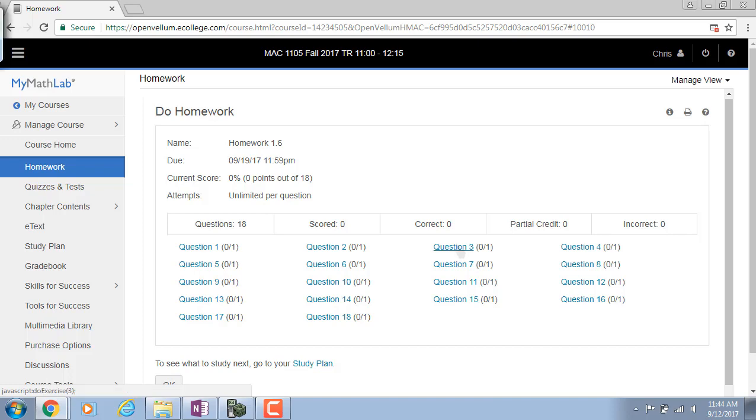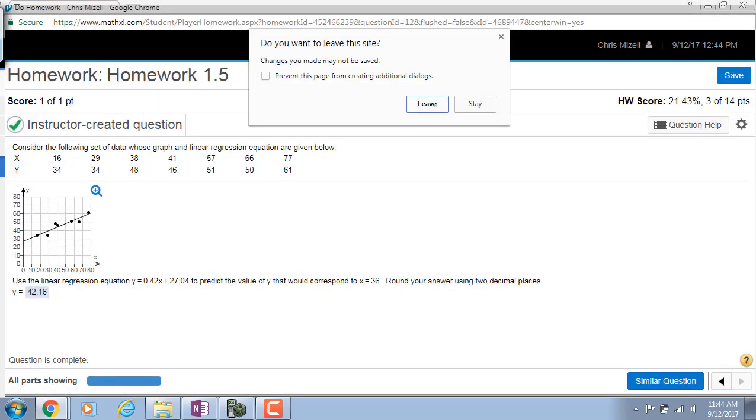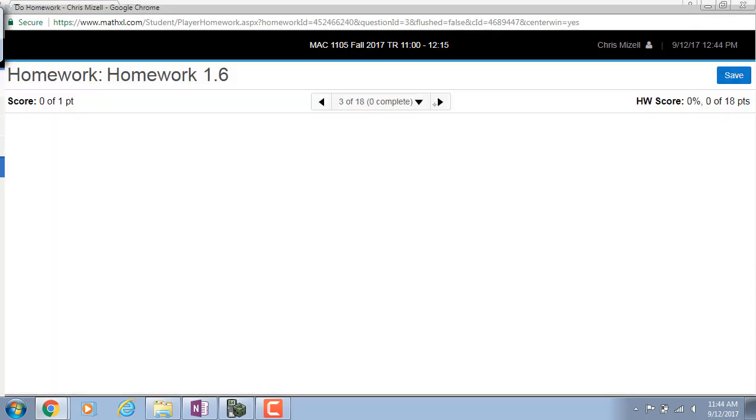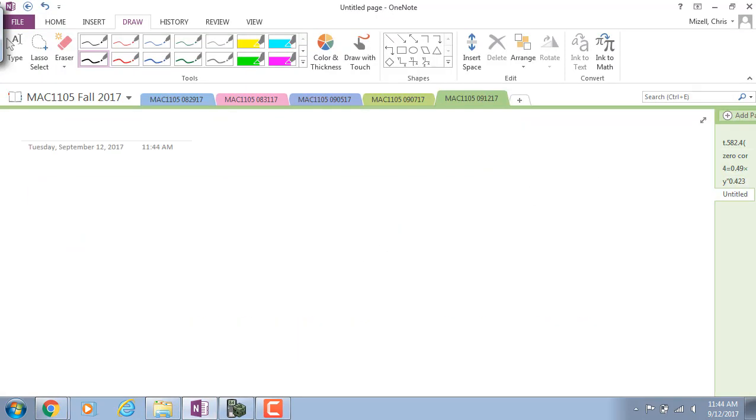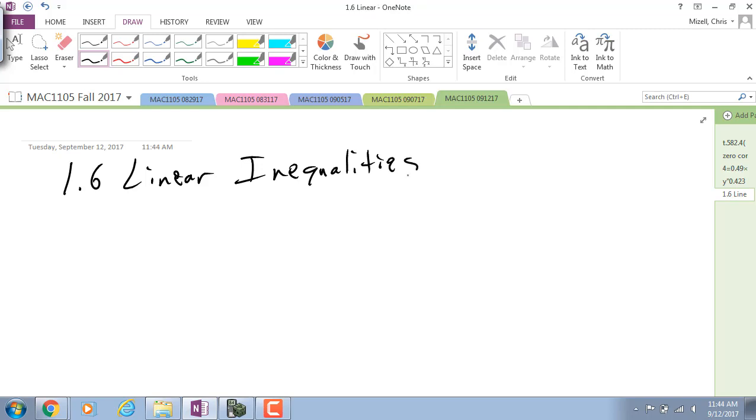So before we look, say, at question 3, let's begin with this. 1.6 linear inequalities. 4 is less than 6. True or false?